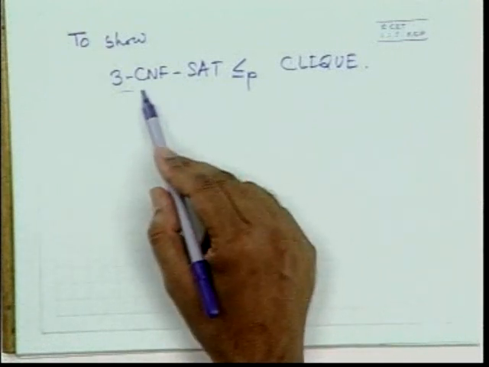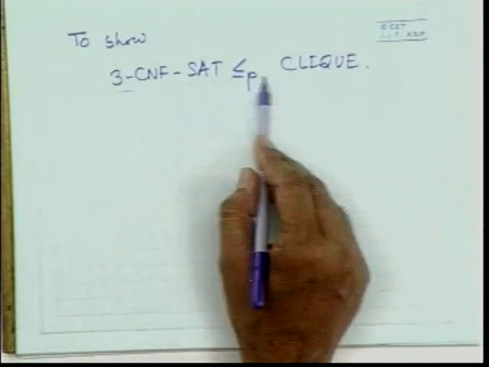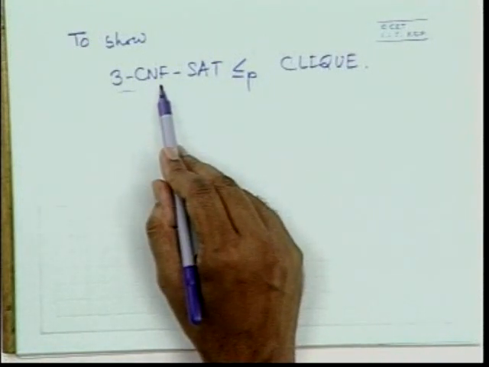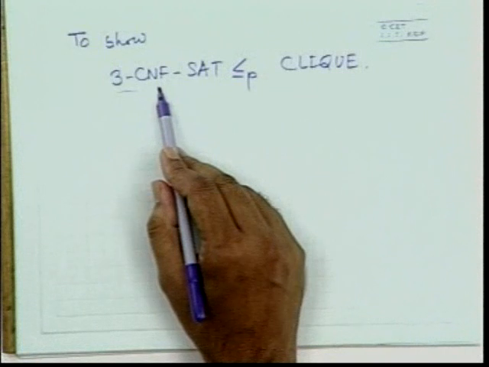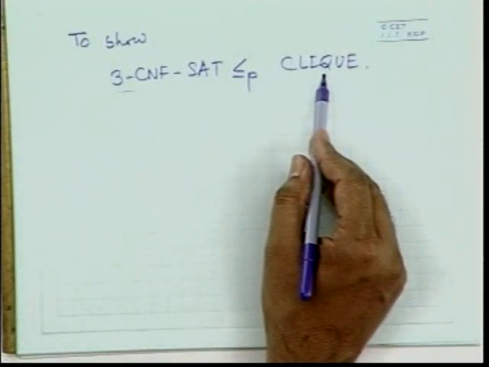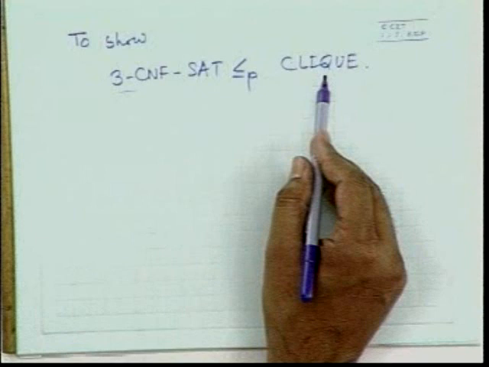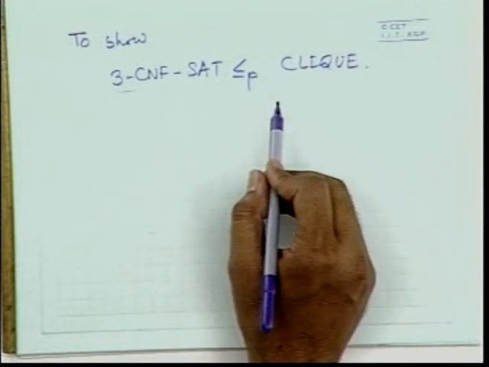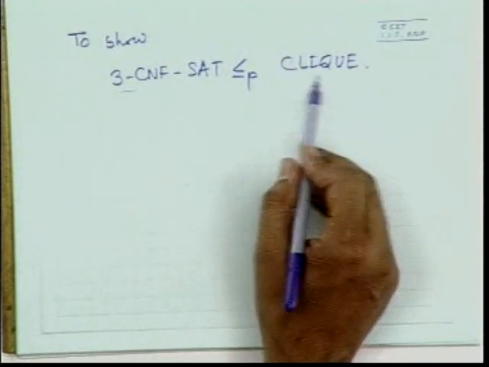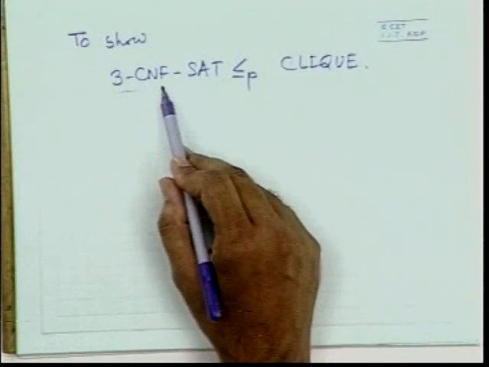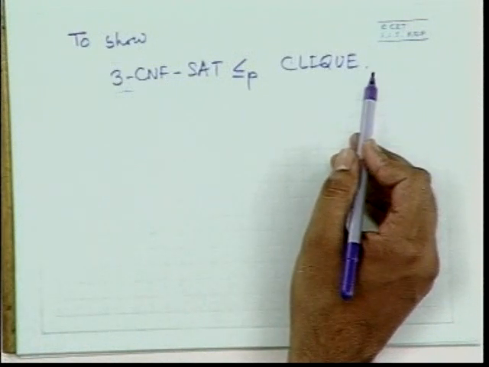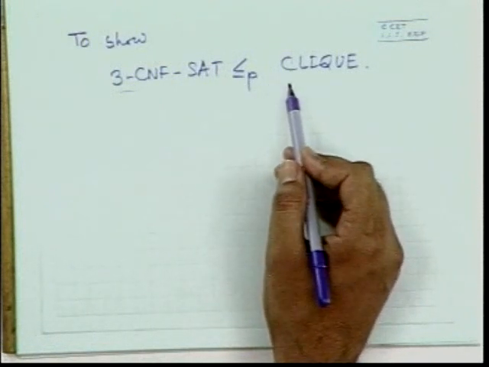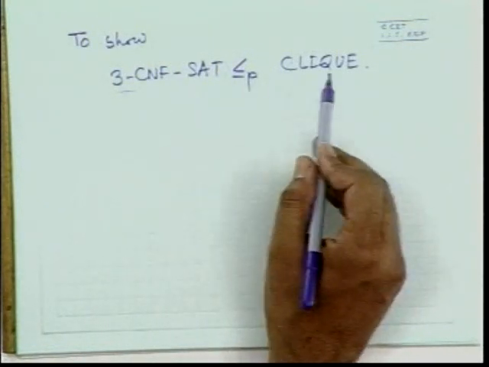Now we have to go back and see the definition. What does it mean that this is polynomial time reducible to clique? What do we have to show? That each instance of 3CNF SAT can be mapped to an instance of clique by a polynomial time transformation. Then you have to show that the clique instance has a solution if and only if the 3CNF SAT instance has a solution. Once you show that, and everything can be done in polynomial time, you are done.